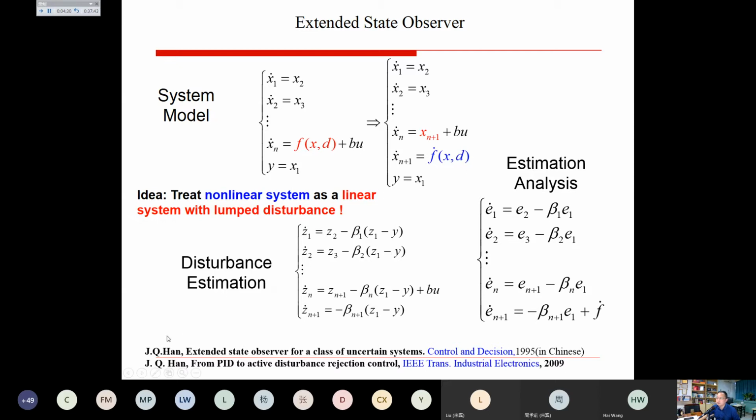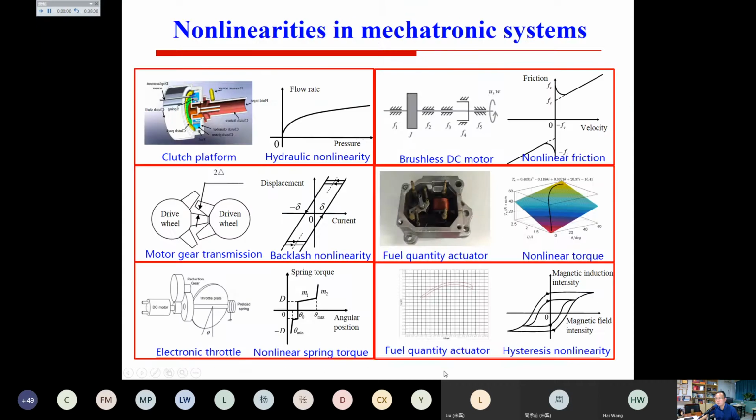So this basic idea was published in 1995 in a Chinese journal, Control and Decision. Then 14 years later, the idea was published formally in IEEE TIE transactions. Because you see, I just list many nonlinearities we met in the project. You can see for the clutch platform, for the engine control system, we have hydraulic nonlinearity. We have nonlinear friction. We have backlash nonlinearity. We have nonlinear torque. You see, the output of this nonlinearity changes with the state, right? Usually it's not a constant, or it will not converge to a constant.